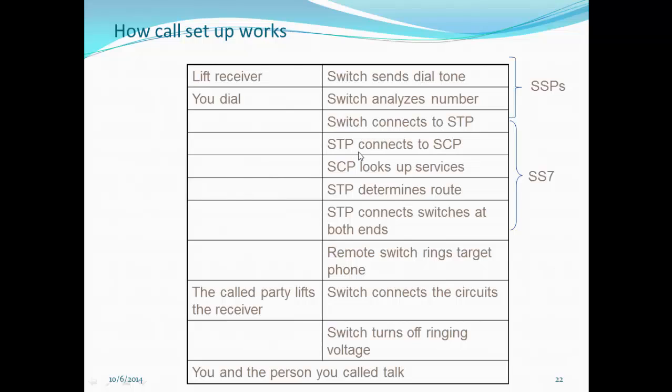Coming back to the previous slide, the STP connects to the SCP, and then the signal control point will look up services, whether they have a custom ring, three-way calling, call forwarding. Then from here, the STP will determine the route. The STP is actually a device that connects the telephones. When the party lifts the receiver, the switch connects the circuit. The first part of the process is called the signal switching point, and then starting from the STP to the SCP, this is called SS7, which is Signaling System 7, from the STP and the SCP.